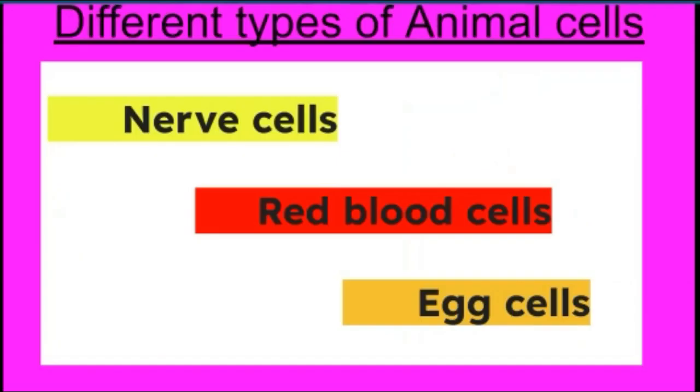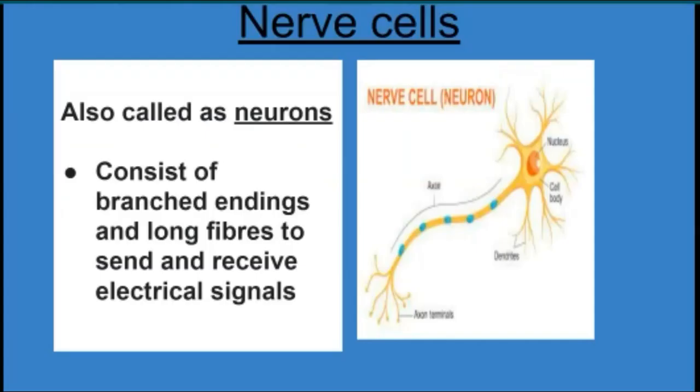Now, there are also different types of animal cells, like I already mentioned. Specifically, we have nerve cells, red blood cells, and egg cells. Of course, other organs of animals have other types of cells also, but these are the main ones. So let's just quickly look at them.